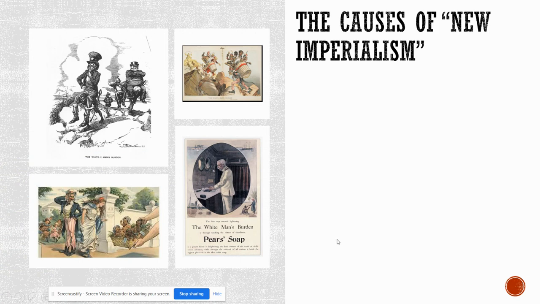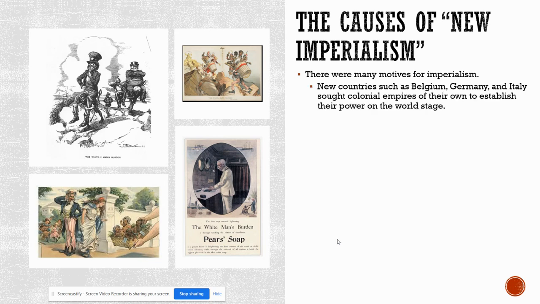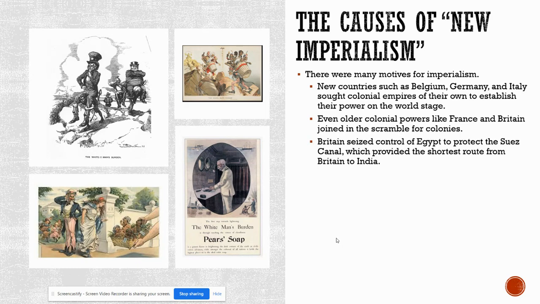All right, so causes of new imperialism. There were a lot of motives for imperialism. New countries such as Belgium, Germany, and Italy wanted to be just as powerful as Britain and France. Even older colonial powers like France and Britain joined in the scramble, thinking that they were going to lose some of the territory. Britain seized control of Egypt to protect the Suez Canal, which was a huge deal, huge trade between Britain and India. Without the Suez Canal, the trip would have to go all the way around Africa. So this provided the shortest route from Britain to India.